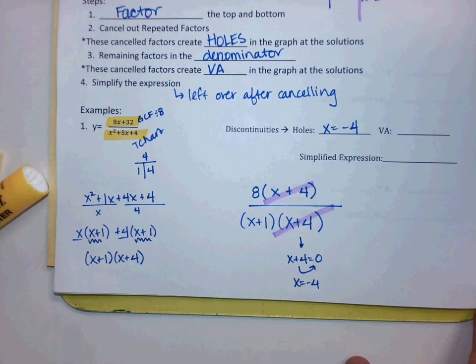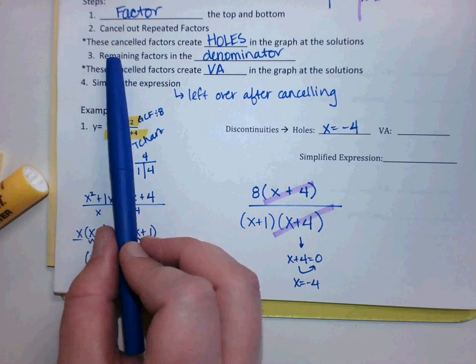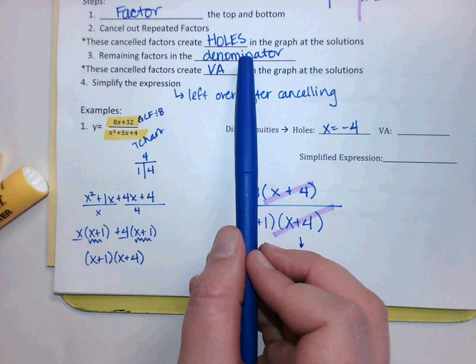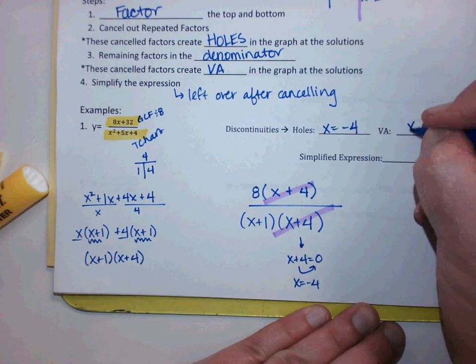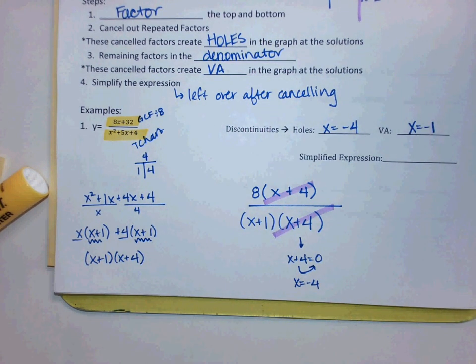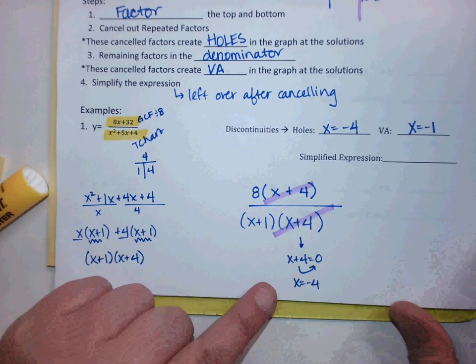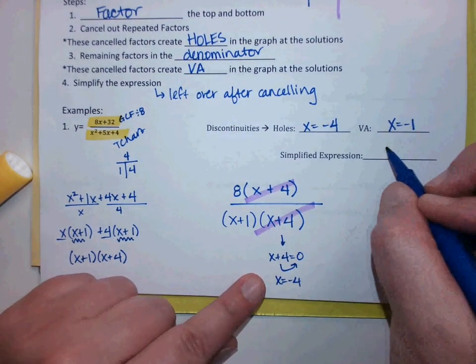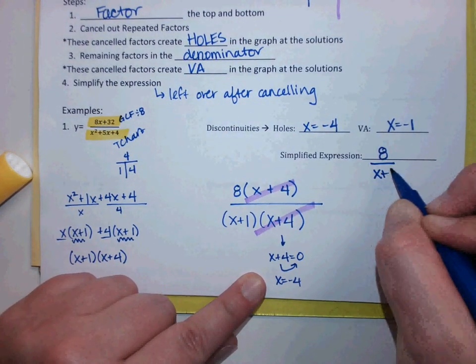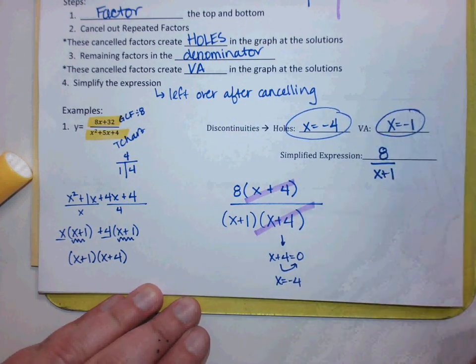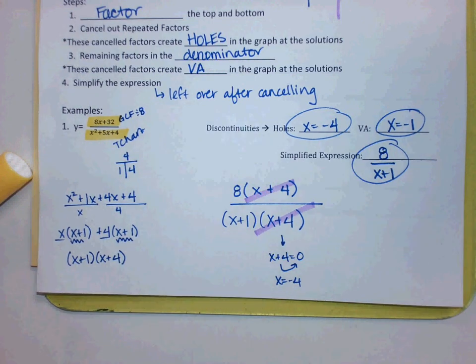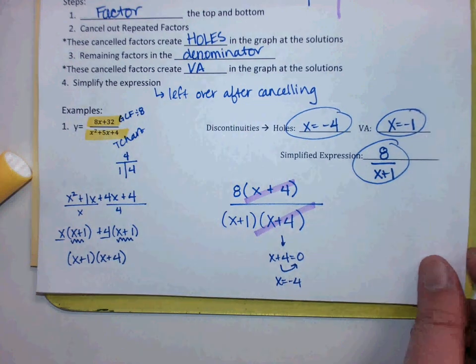Vertical asymptote is whatever is remaining in the denominator, which is the bottom. So I see that I still have an x plus 1 left over in the bottom. That means I have a vertical asymptote at negative 1. Then from there, my simplified expression is just whatever didn't cancel out. So I had an 8 left over from the top. I have an x plus 1 left over from the bottom. So there'll be a hole at -4, an asymptote at -1, and my leftover expression is 8 over x plus 1. Okay, when you're ready, go ahead and turn the page.